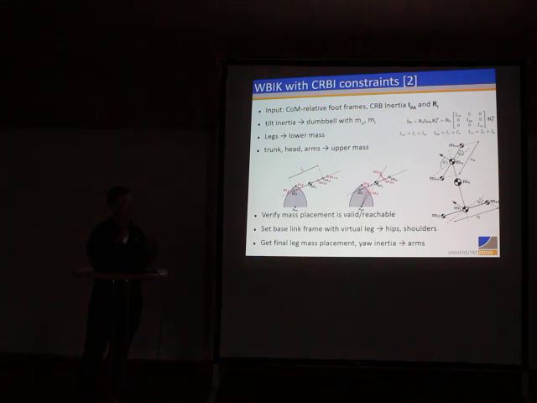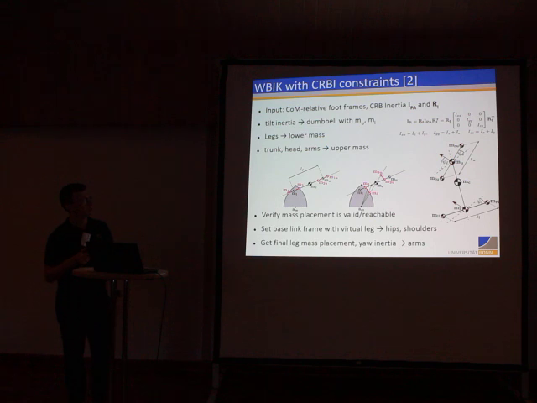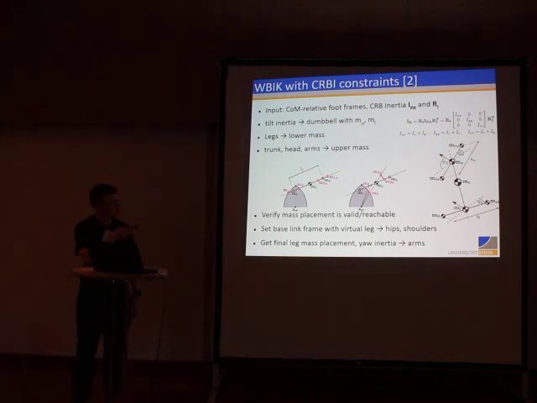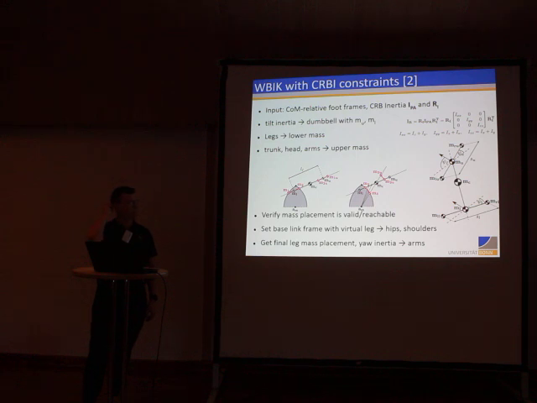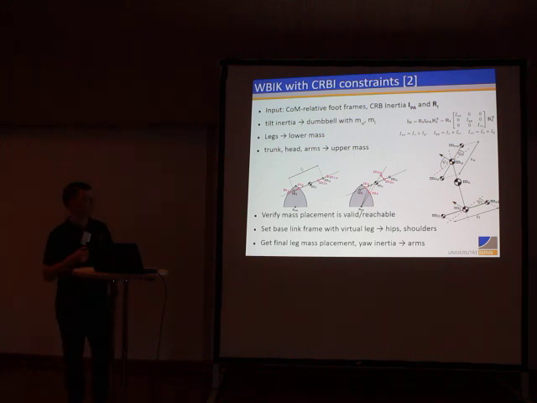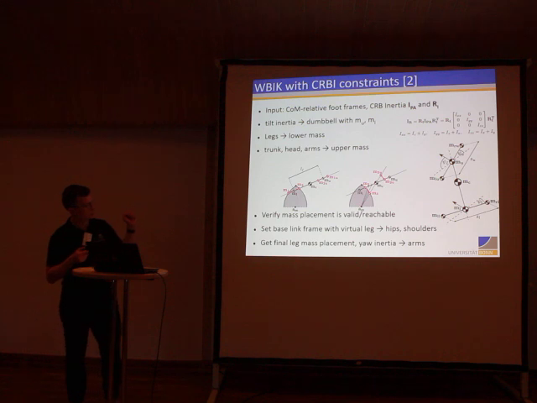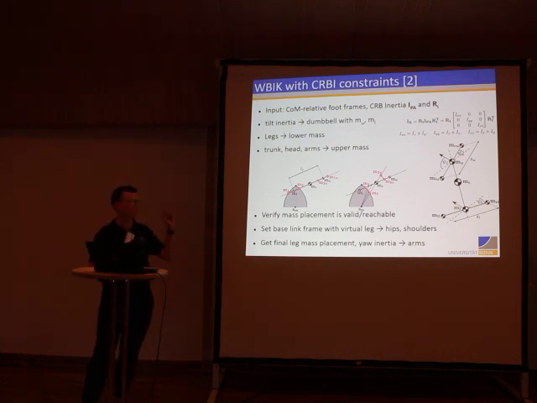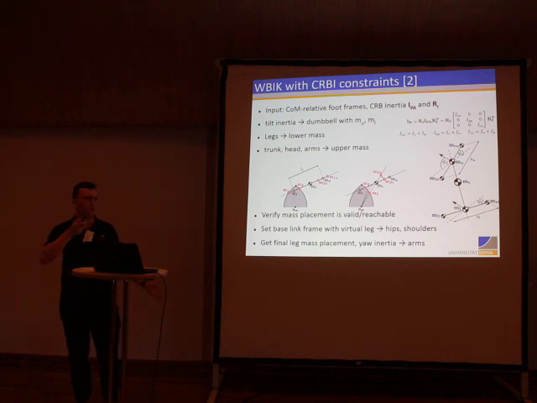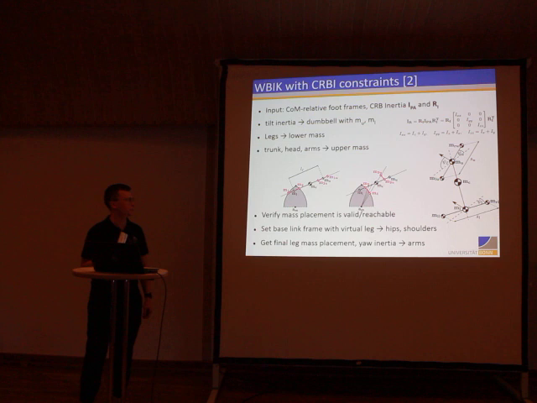And we then verify the placement of this dumbbell, if it satisfies kinematic constraints, if our mass can actually reach the height from the foot positions. This is done using a virtual leg, and then we're using this virtual leg, we compute the hip point, and we see if our upper mass is reachable, because we can only extend so far with the mass from our hip.